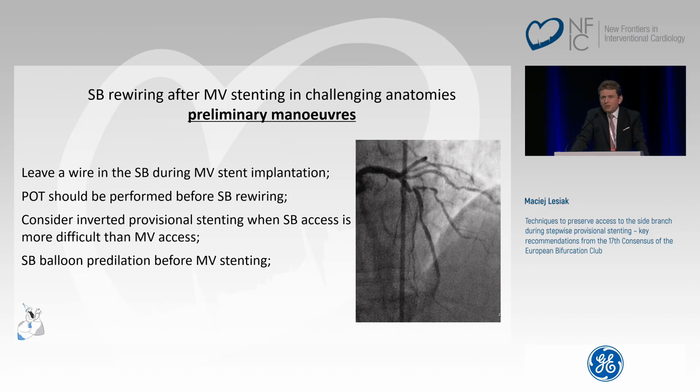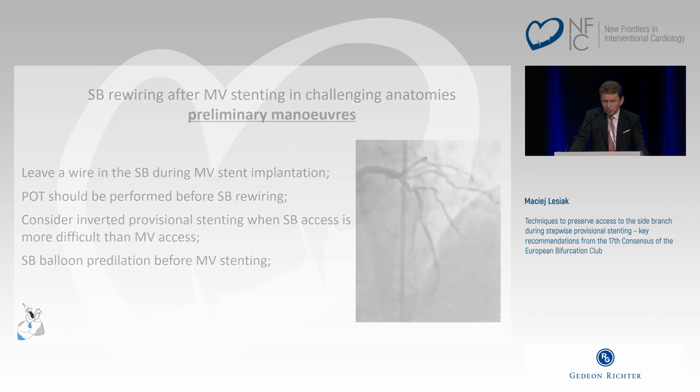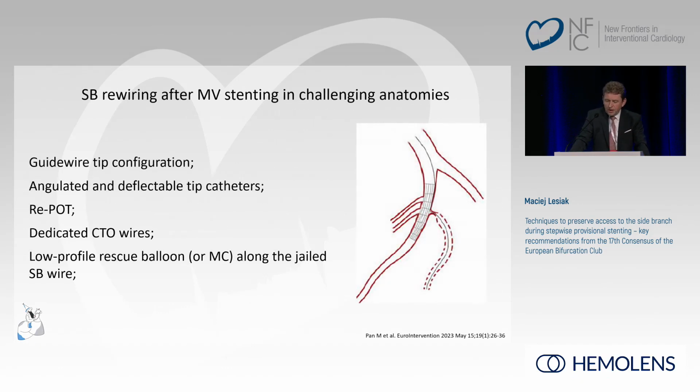Sometimes, if you spend 20 or 30 minutes wiring the side branch, it's better to start with side branch stenting, so you convert your thinking, your philosophy from single to two-vessel stenting. And as I already mentioned, balloon predilatation is also one of the solutions to make it easier to rewire after main vessel stenting. So once you stent this, you put the stent.